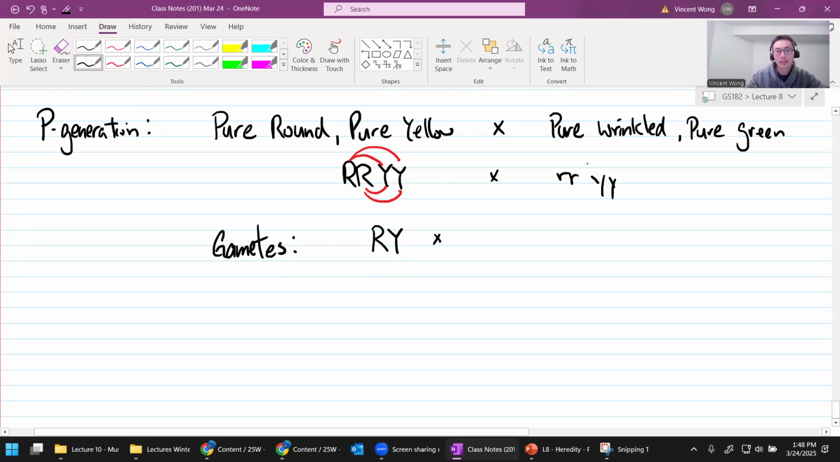How about here? What's the possible gametes for this plant? Small r, small y, there you go. There is nothing else. So when we do our Punnett square for F1, it is going to be big R, big Y, and small r, small y here.